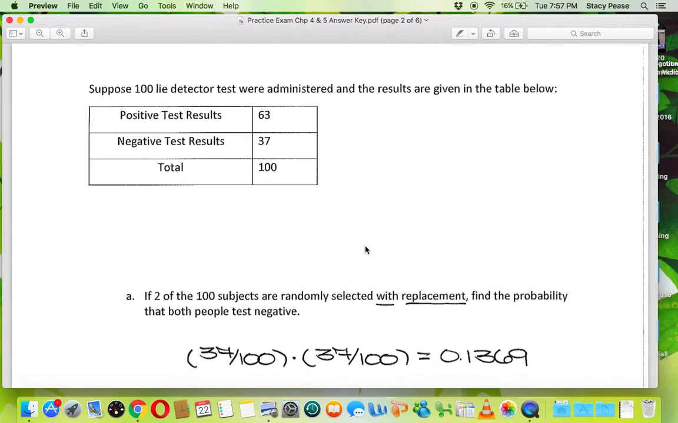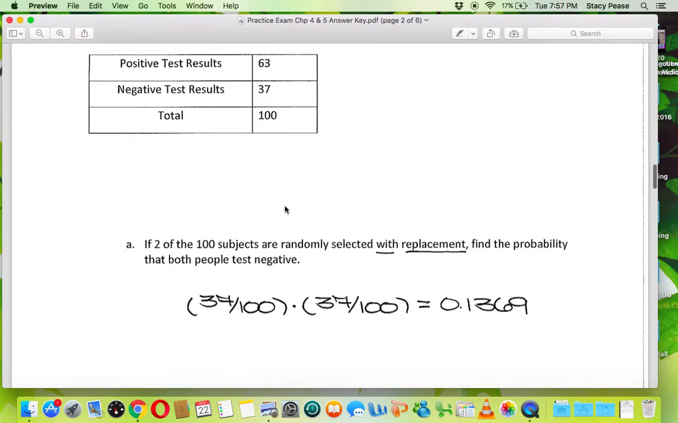Okay, next question. Suppose 100 lie detector tests were administered and the results are given in the table below. 63 positive test results, 37 negative test results, out of a total of 100 test results between the two groups. So this question deals with replacement or without replacement. So it's important that as we look at these different questions that we're noting which one we're dealing with. And so I've chosen to underline them for both of my solutions.